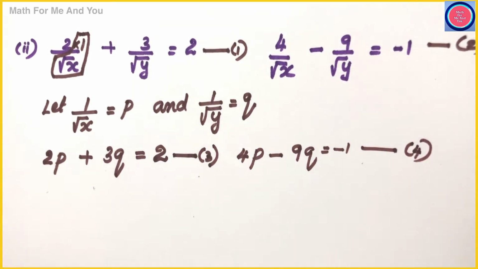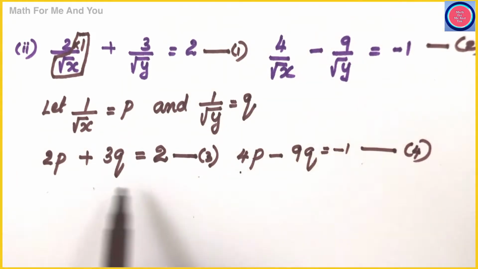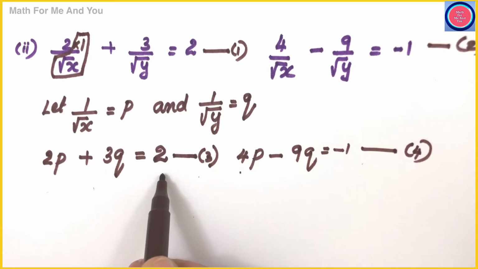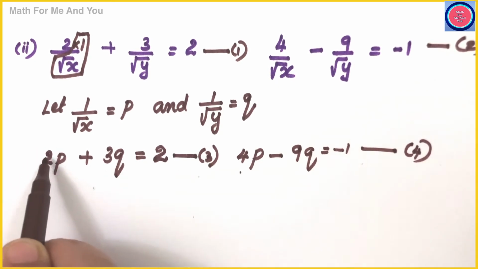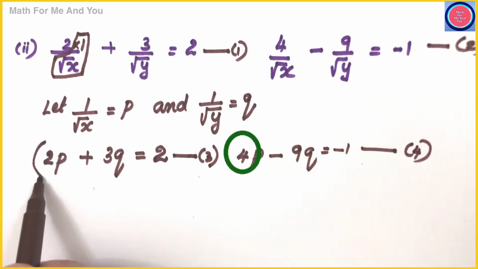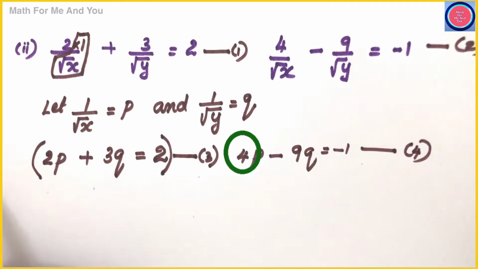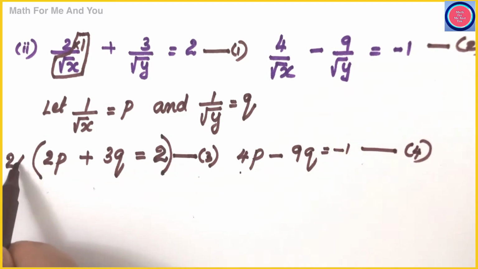We want to find the value of p and q. How can we find the values? Elimination or substitution. Here I am using the elimination method. That means I will eliminate either p or q. It's easy here to eliminate p, because if we multiply the first equation by 2, we get the coefficient 4, same as the coefficient in the second equation. So the first equation we are going to multiply by 2.